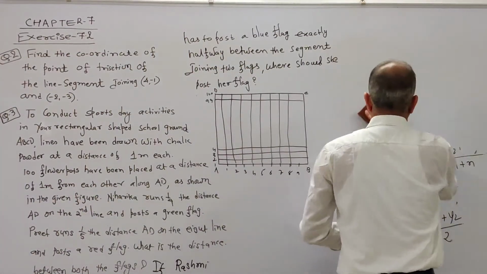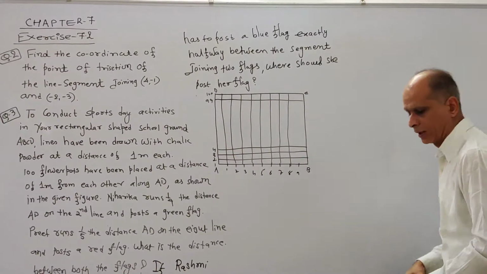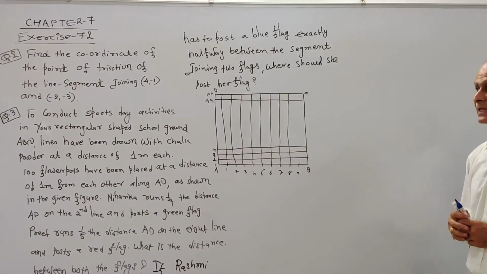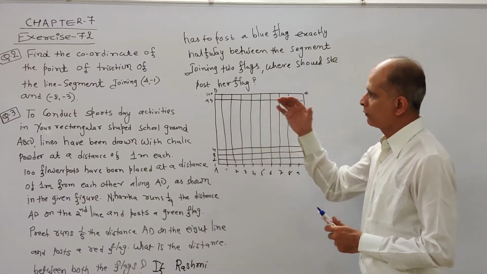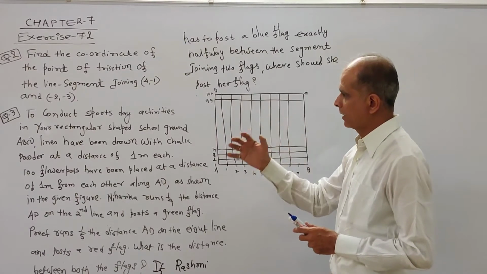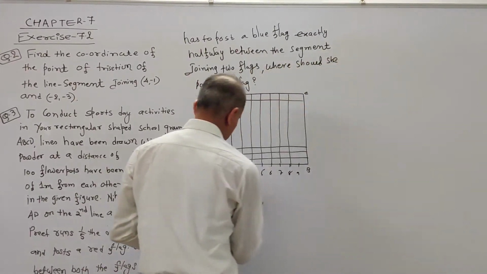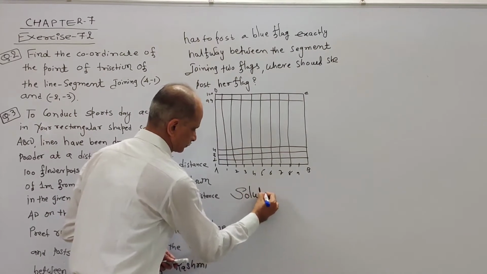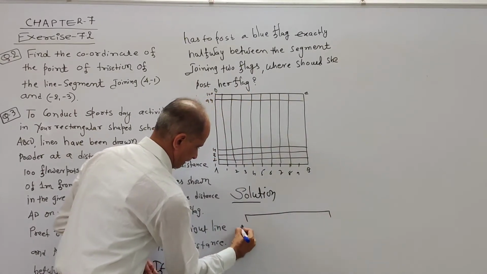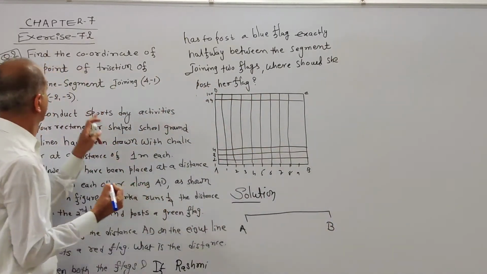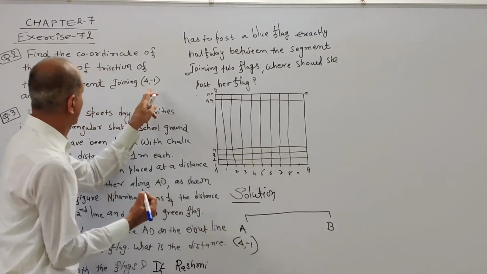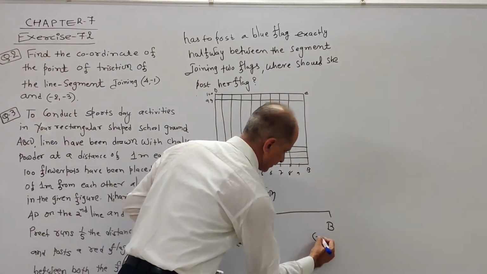Second example of exercise 7.2. Let me read this question. Find the coordinates of the points of trisection of the line segment joining (4, minus 1) and (minus 2, minus 3). So the solution of question number 2. One line segment is given to you, A and B. The coordinate of A is (4, minus 1). The coordinate of B is (minus 2, minus 3).